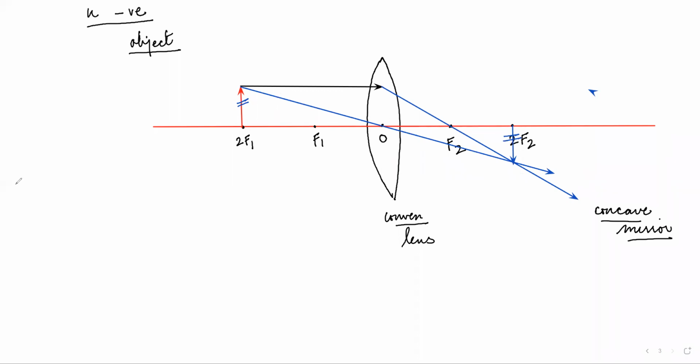All right, so once again, what was the first case? Object was at infinity. Where was the image? At focus, in case of convex lens. Second case, come on, students. Object was beyond 2F1. Where was the image?